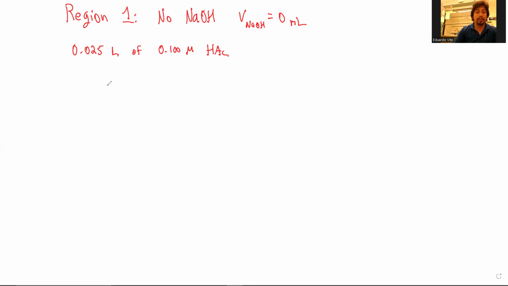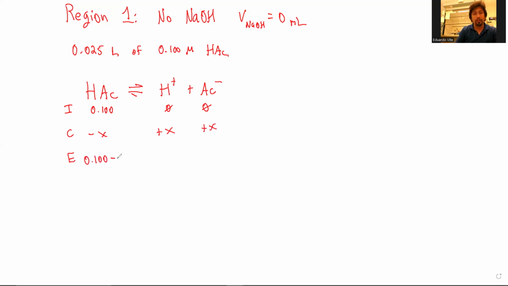So for pH, it's actually very easy. We have acetic acid, HAC. AC means acetic, okay? Don't get confused. We have H plus and acetate, AC minus. We have an ICE table. Initially, we have 0.100, minus X, plus X, plus X, 0.100 minus X, X, and X.